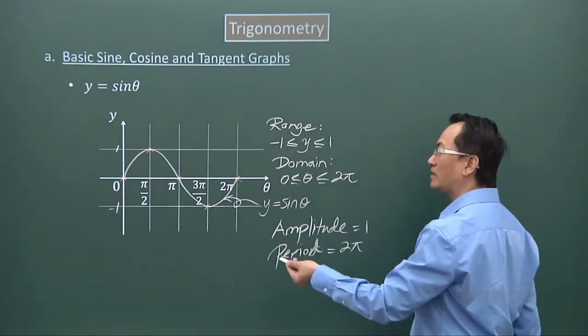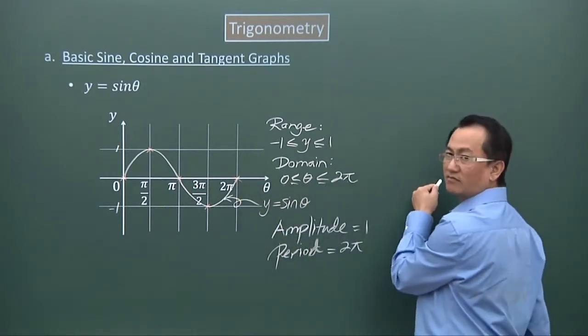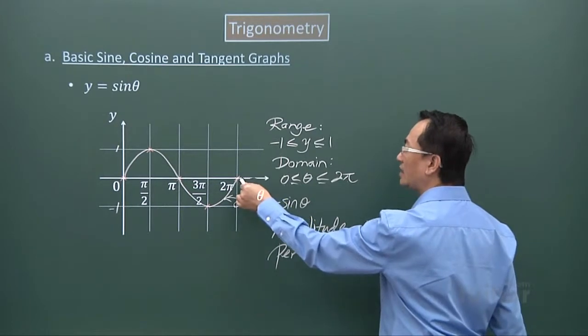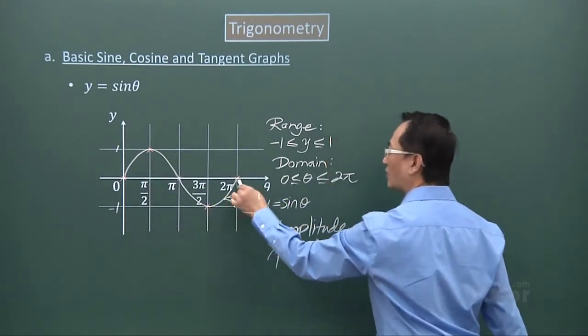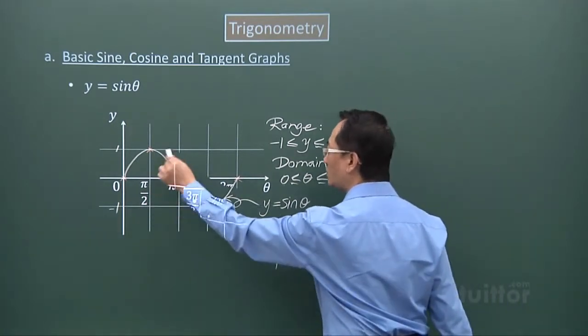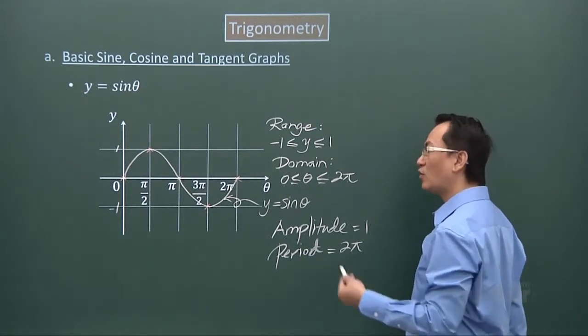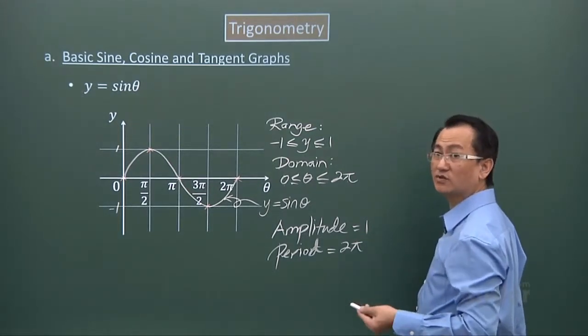Now for your information, if I continue to sketch the graph, you will find this pattern of the curve repeating itself. So it's a continuous wave of the sine curve. That will apply to the cos as well as to the tangent.